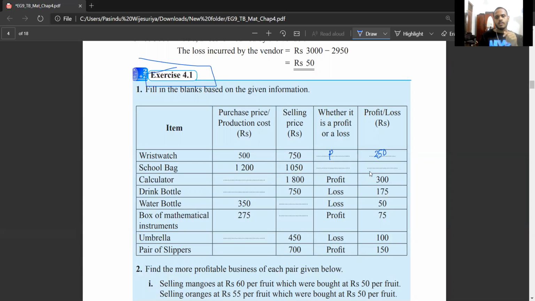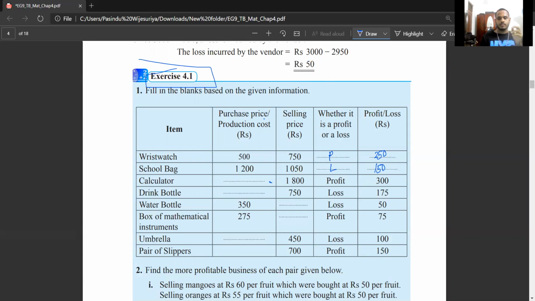Here 1200 is the purchasing amount and selling for 1050. So this is definitely going to be a loss. You can see because the selling price is lower than the cost, exactly the price that you're purchasing it for. So the loss will be rupees 150. Now this is a tricky part where you go in a different direction.